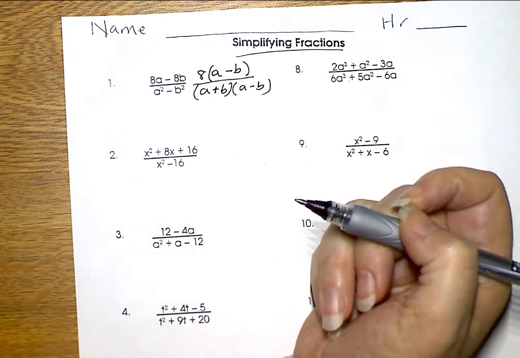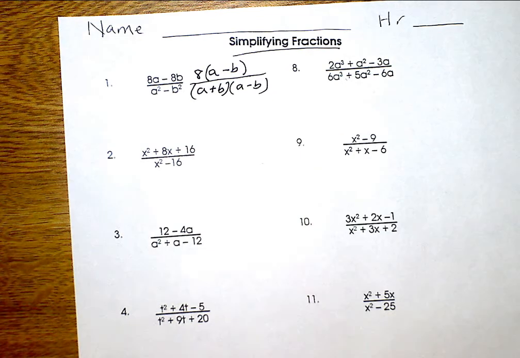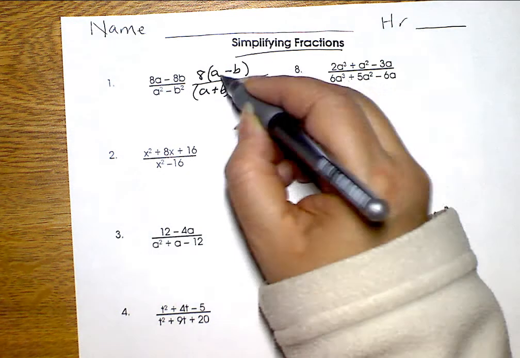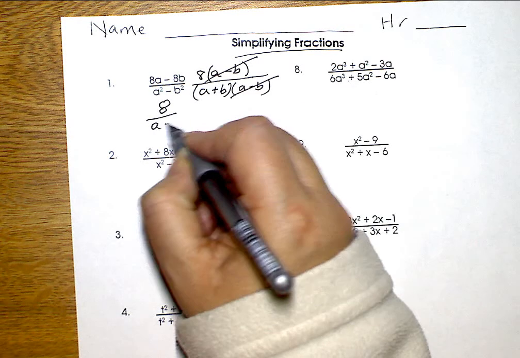All right. So, what is in common on the top and on the bottom? A minus b. A minus b. So we are going to cross off an a minus b on the top and an a minus b on the bottom, leaving us with 8 over a plus b as our answer.